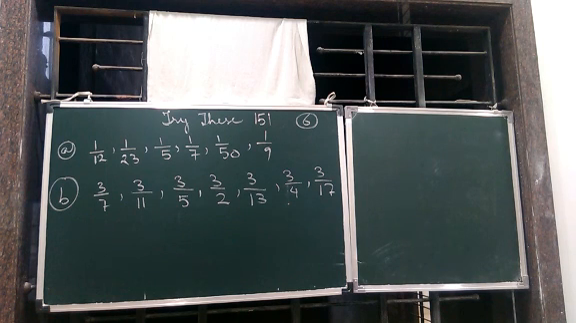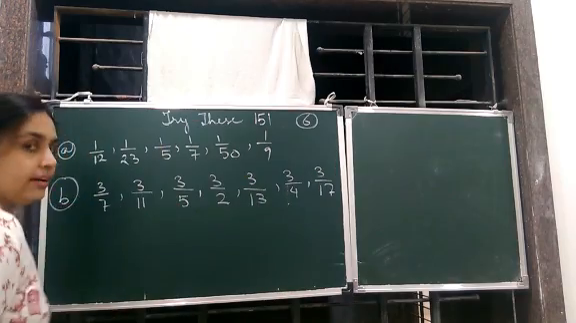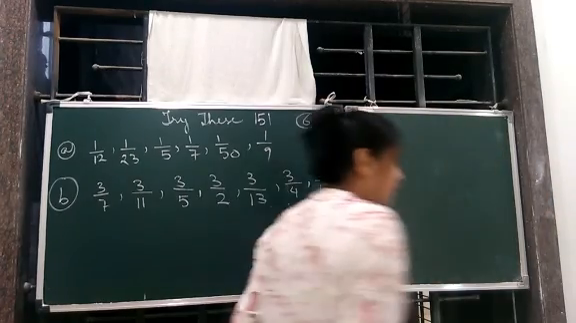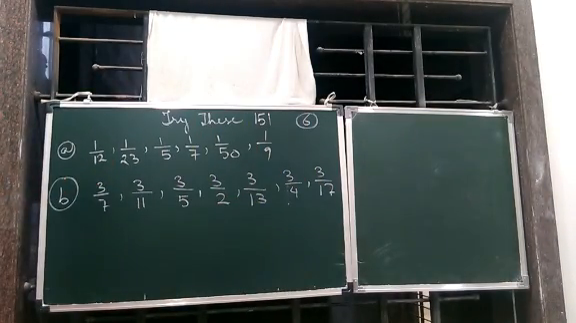Starting with the Try These, which is given on page 151. You can see you have to compare and write in ascending and descending order, children, for these two given questions, A and B. First and foremost, you remember yesterday we studied comparing of fractions.